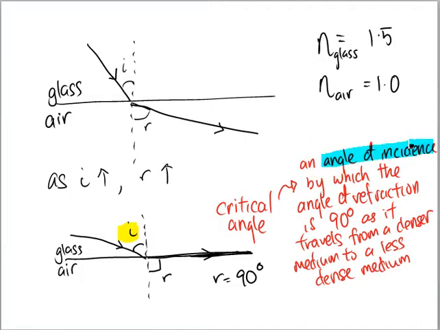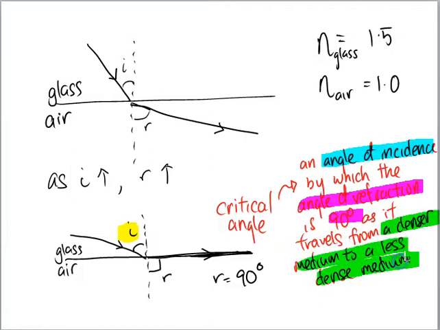It's specific to each medium. So glass has its own special critical angle, water has its own critical angle, diamond has its own critical angle. It's a fixed value. So it's an angle of incidence whereby the angle of refraction is 90 degrees when it travels from a denser to a less dense medium. So this is a critical angle.